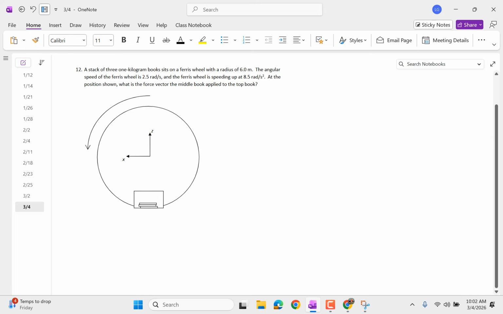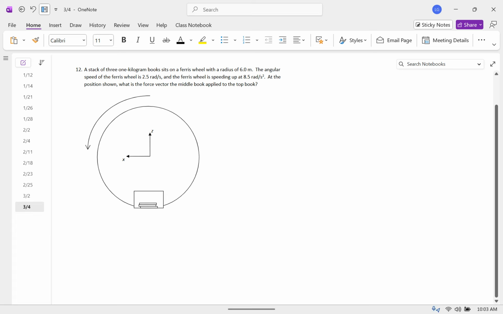Okay, so we have 3 1 kilogram books. Those are heavy books, but that doesn't matter. Yes, exactly. 3 1 kilogram books on a Ferris wheel, gives the radius of the Ferris wheel, gives the angular speed, and the direction is given by the arrow. And the Ferris wheel is speeding up at 8.5 radians per second squared. Okay, so what do we know so far?